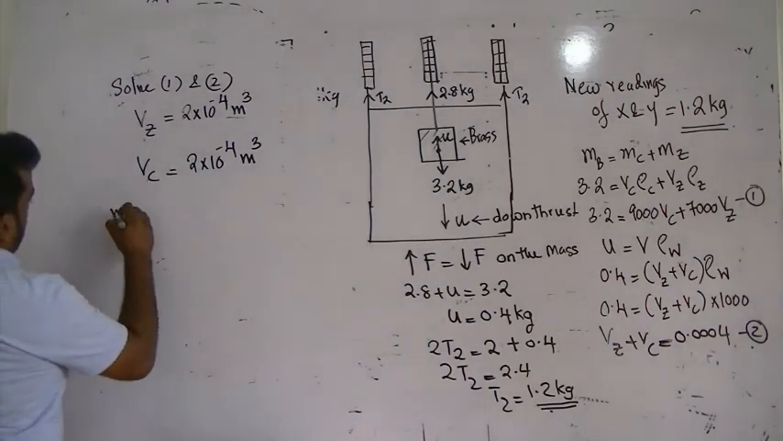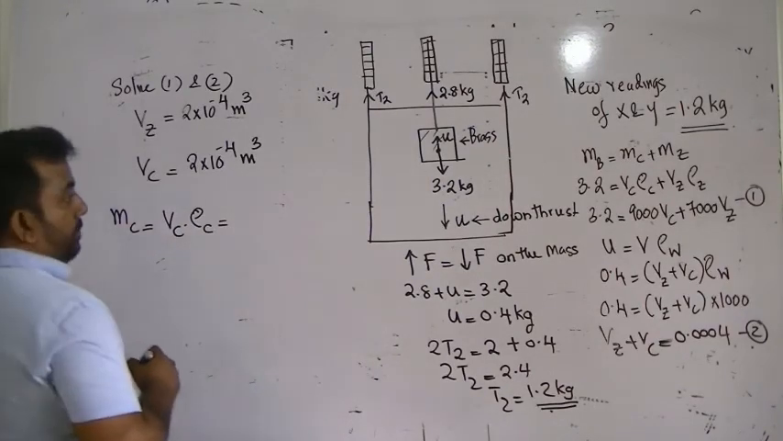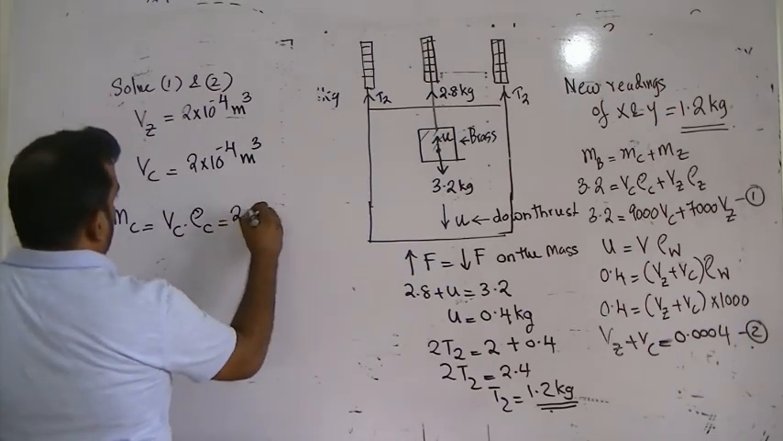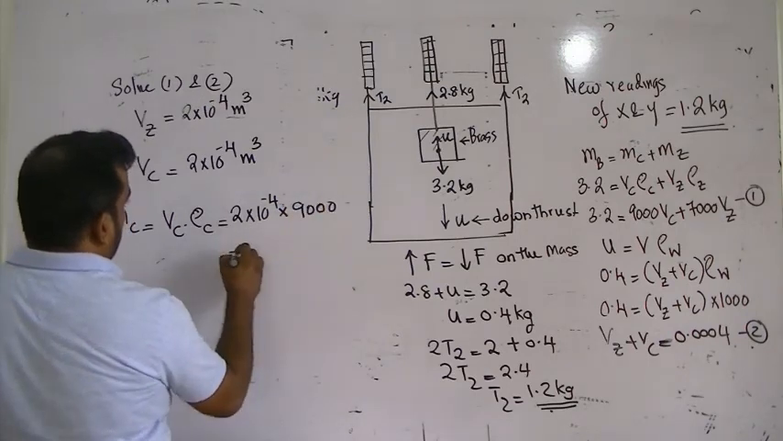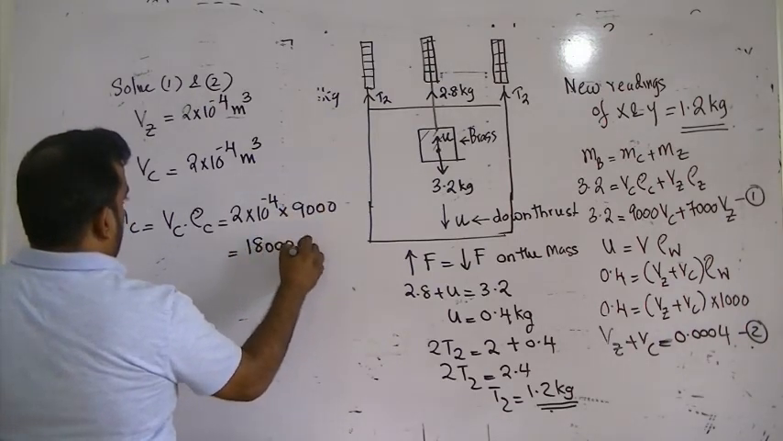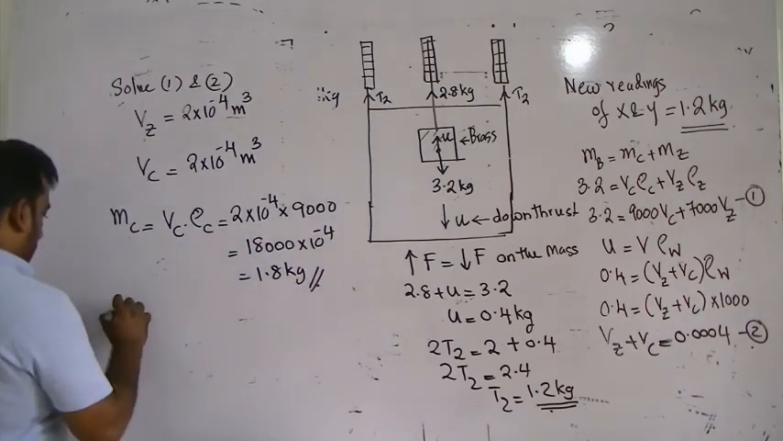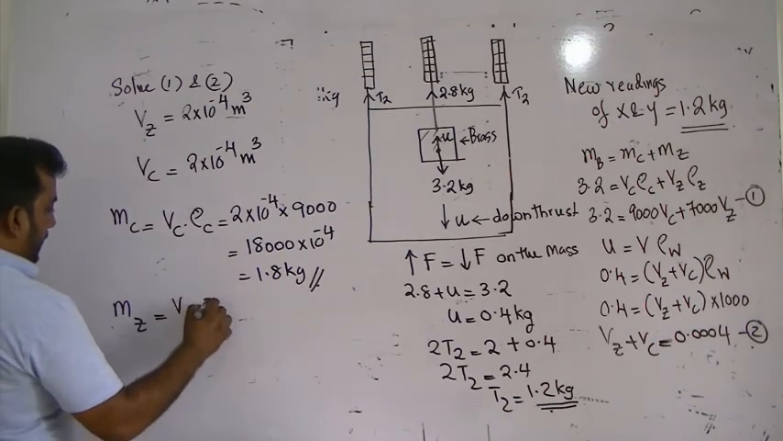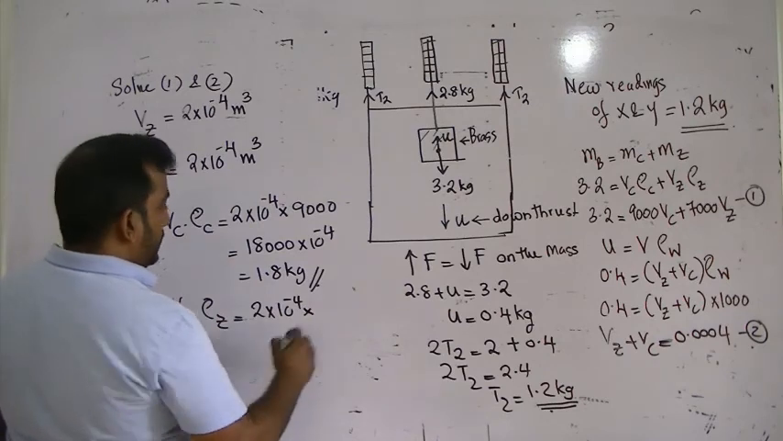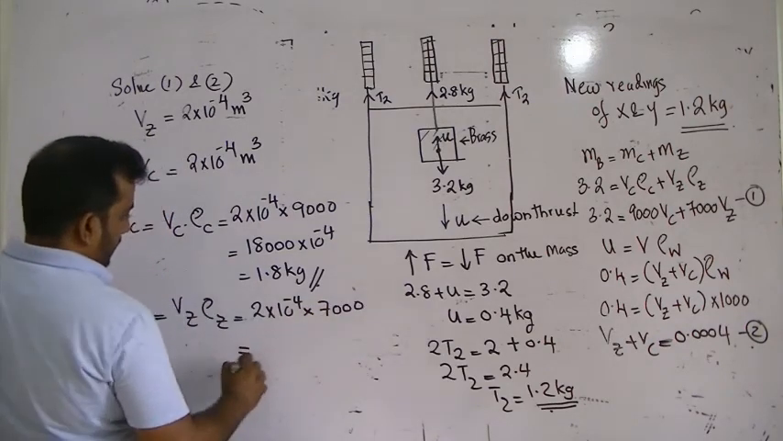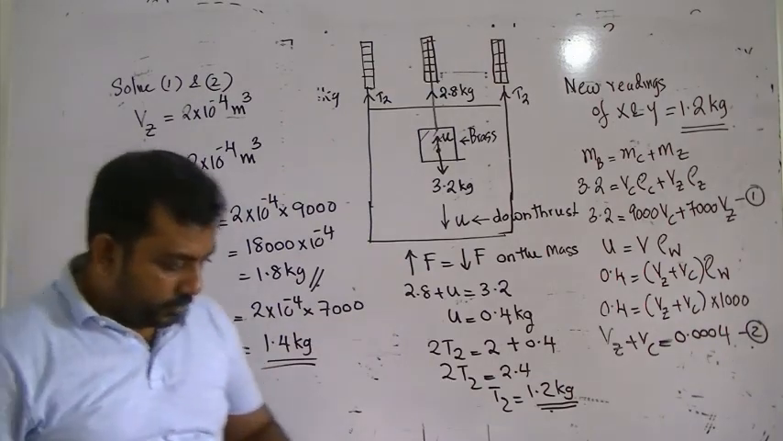From this we can find the mass of copper: volume of copper times density of copper. Mass of copper is going to be 2 × 10 to the power minus 4 times 9,000, which is 1.8 kilograms. What about the mass of zinc: volume of zinc times density of zinc? 2 × 10 to the power minus 4 times 7,000. Simplify this, 1.4 kilograms can be found.